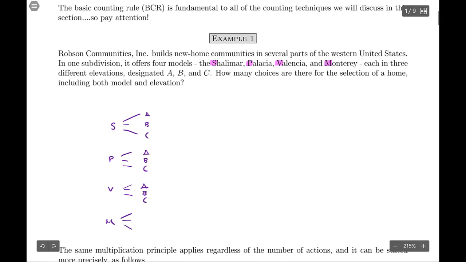So basically you can make this tree diagram to come up with the numbers. And you can see that for the Shalimar, you have Shalimar A, Shalimar B, Shalimar C. You have Palacia A, Palacia B, Palacia C, and so on. You can make this tree model every time if you wanted to, but you can actually see that it's simply the number of choices in this column times the number of individual choices in this column. So in this case, it just ends up being 4 times 3, which is 12. So there's 12 different choices for a selection of a home.